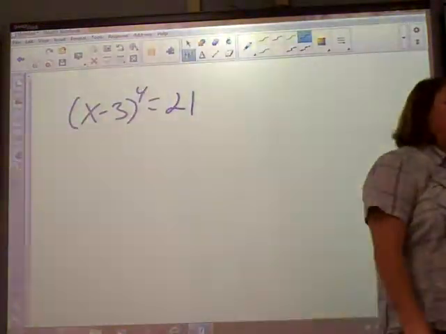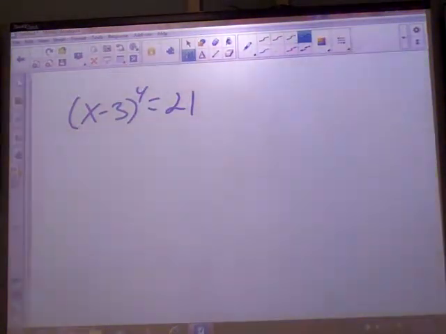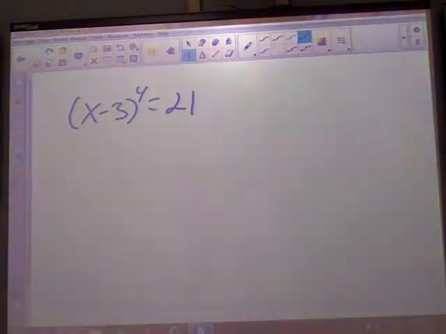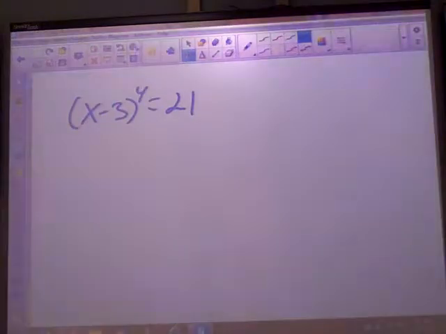Alright, we got x minus 3 to the 4th is equal to 21. Okay, Carolyn's right. On the last one, we saved the root for last. But on this one, we have to do the root first because that whole binomial is in parentheses with that power. So we need to undo that fourth power now. Now I know 21 is not a perfect fourth, I mean, it's an odd number.